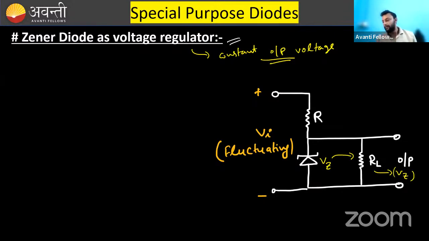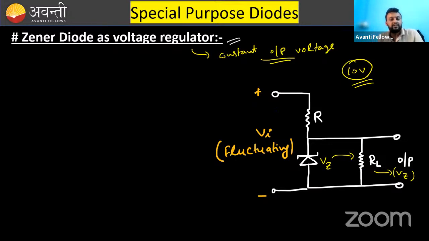I think this point is clear now. Why am I talking about this point? This is a very important point. The load resistor is connected in parallel. So if someone says that a Zener diode has a Zener voltage or breakdown voltage of 10 volt, let's suppose, then what will be the output? You will say the output will also be 10 volt because the load resistor is connected in parallel.